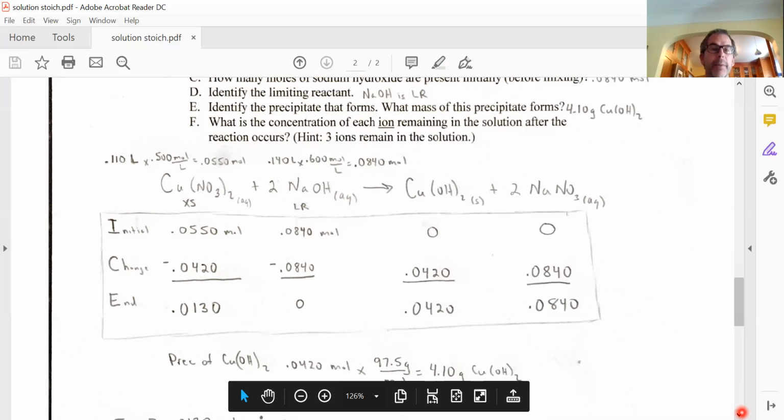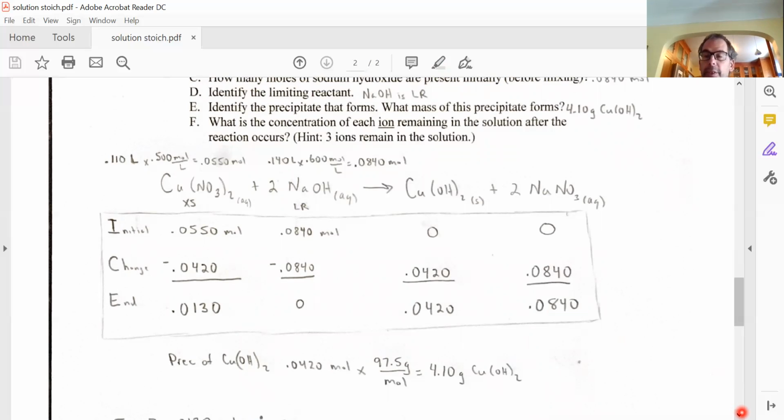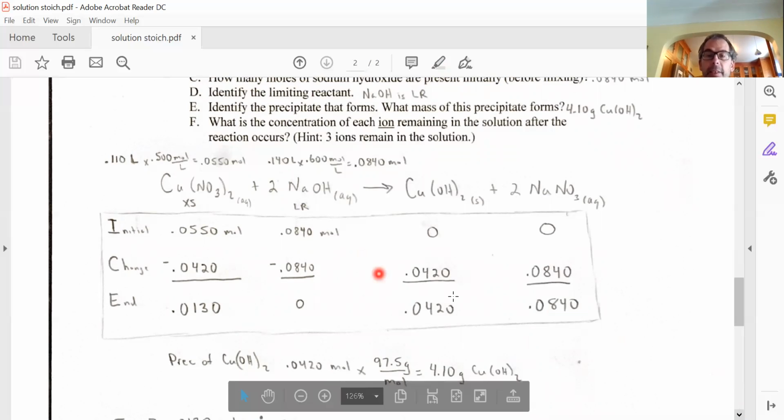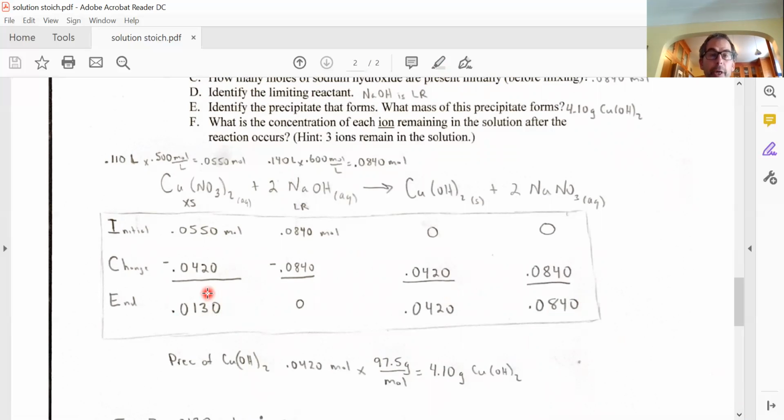Now, the big part is keeping track of all these ions. What's left in the solution? I know we saw the pictures the last time. This stuff sinks to the bottom, and then these are the spectators floating around, but we've got a little bit of excess of this floating around.